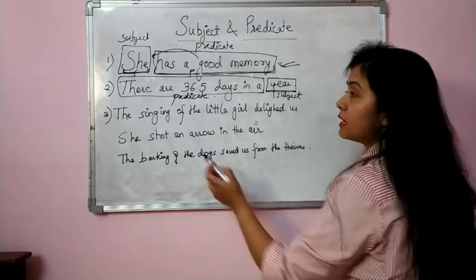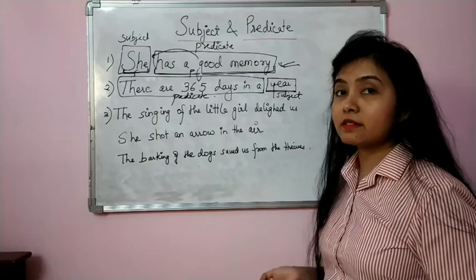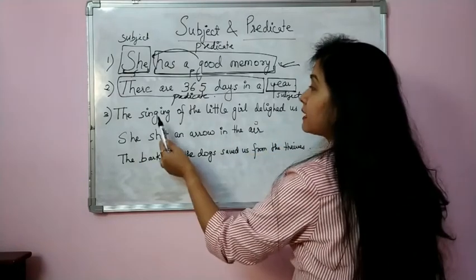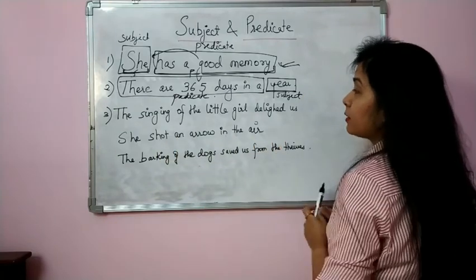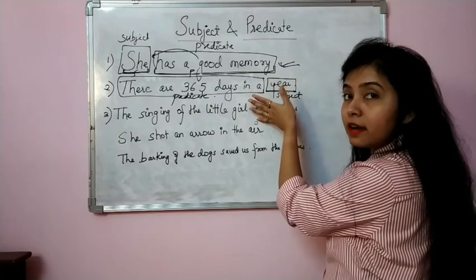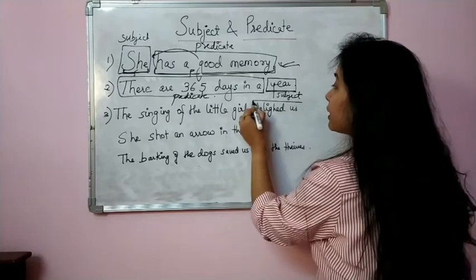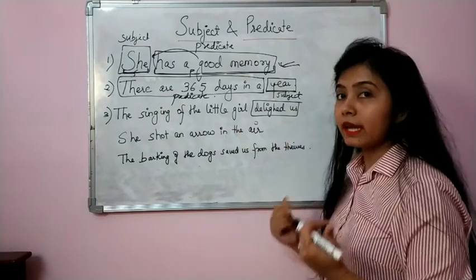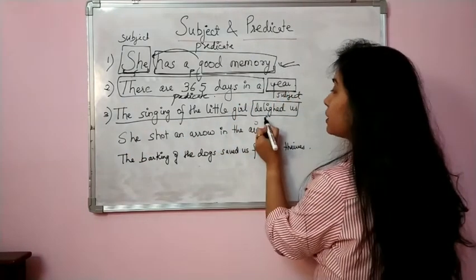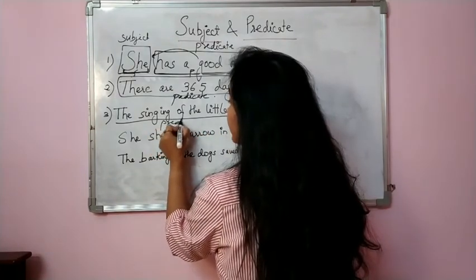Third example. The singing of the little girl delighted us. What delighted us? The singing of the little girl. Now read the sentence again. The singing of the little girl delighted us. If you read it till here, the singing of the little girl did what? Delighted us. What delighted us? The singing of the little girl. That means we are talking about what delighted us, and her singing delighted us. So this will become the subject and this will become the predicate.